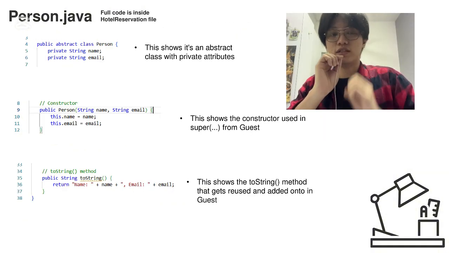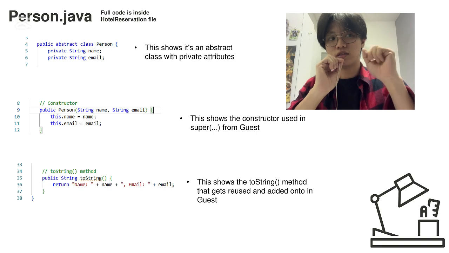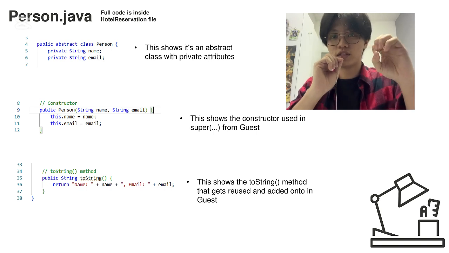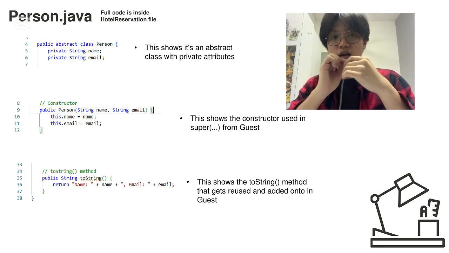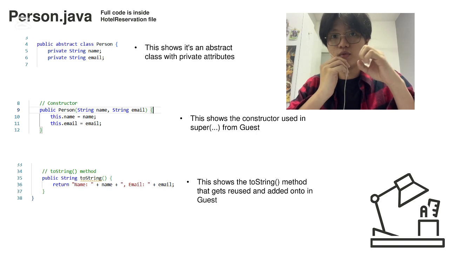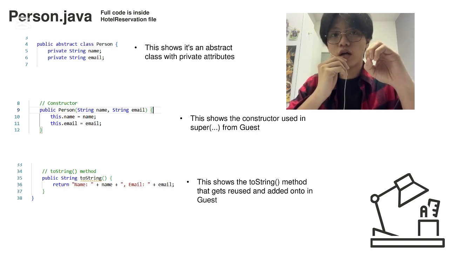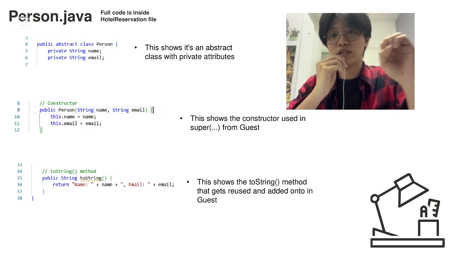Next one is Person. This Person is an abstract class, and it stores common attributes such as name, email, phone number, and also the room ID. These variables are private, and we use getters and setters to access them, which is encapsulation. So the Guest class inherits from this one and uses super to call its constructor. And we also have a toString method that prints the name and email of the user.